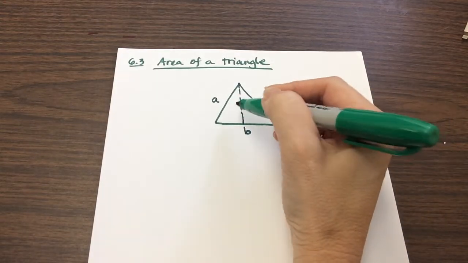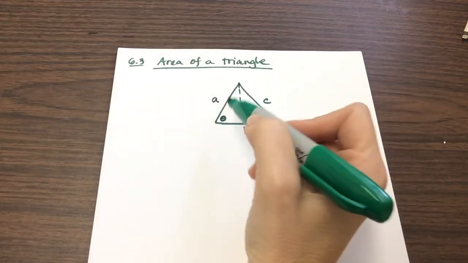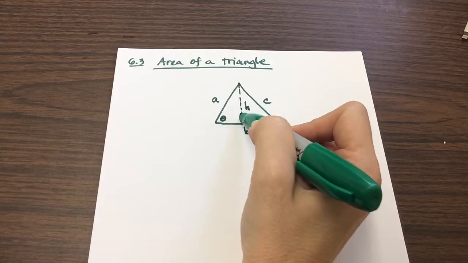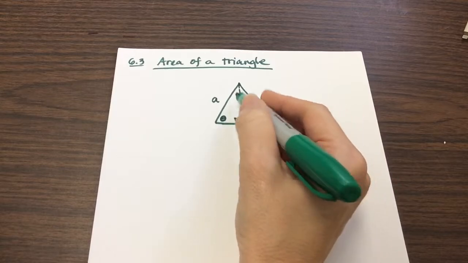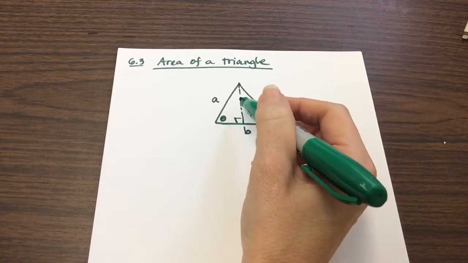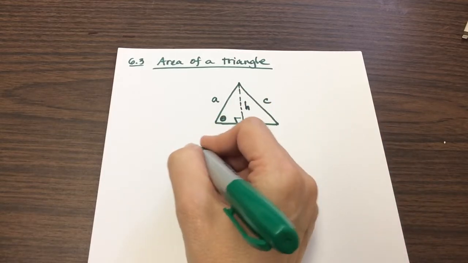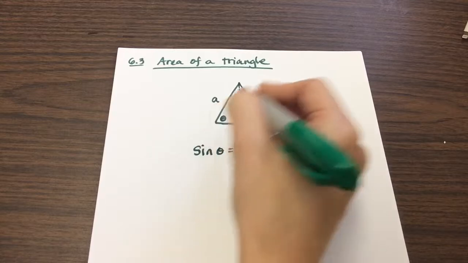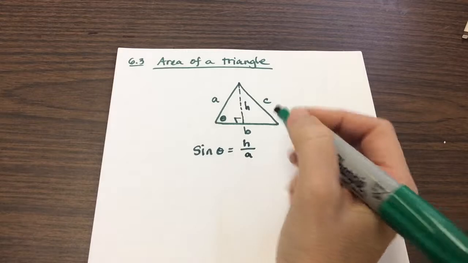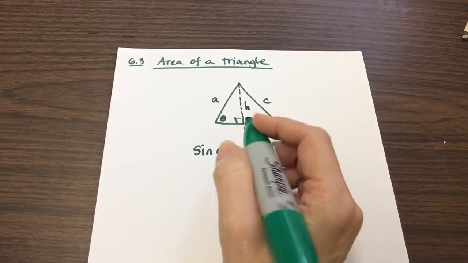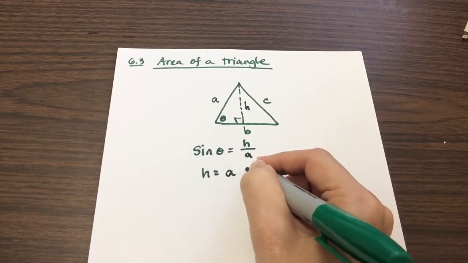Well, to figure out what that height is, I would use a trig ratio. So opposite, and then if I dropped that altitude right there and made a right angle, I would have a right triangle. So I've got opposite and I've got my hypotenuse. So I know that the sine of theta is going to equal my height over that side A that I labeled side A. Or if I solve this for h, then h is going to equal A times the sine of theta.